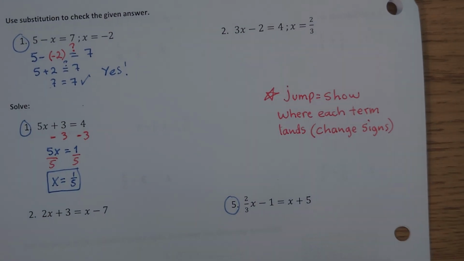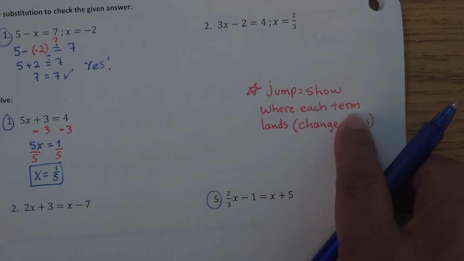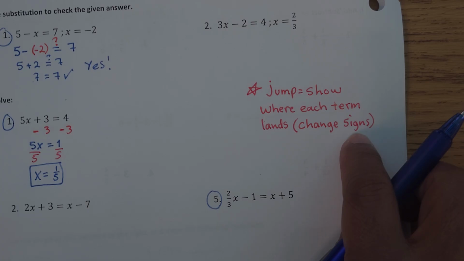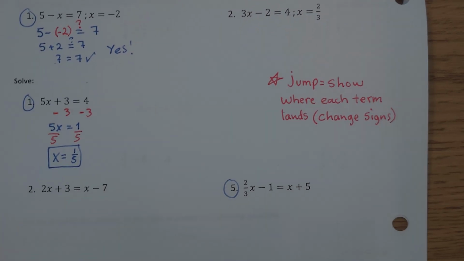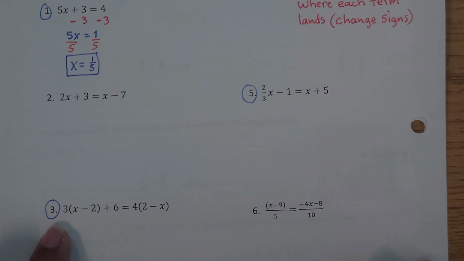So from now on, I'm going to use what we call jump. To jump means to show where each term lands, and then don't forget to change the signs. So I'm going to show you what this means by going over example number 3. Okay, so for now, you still need to follow the rules.